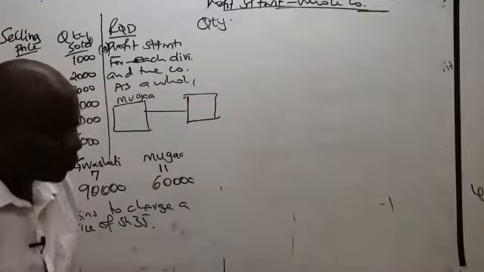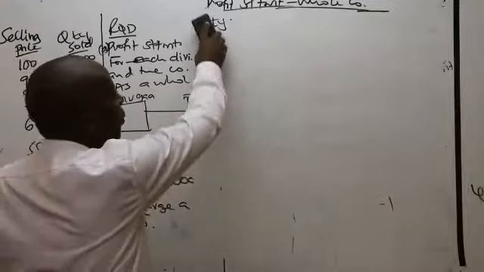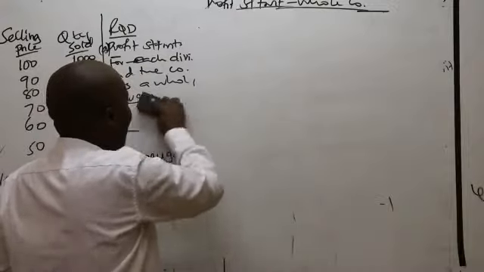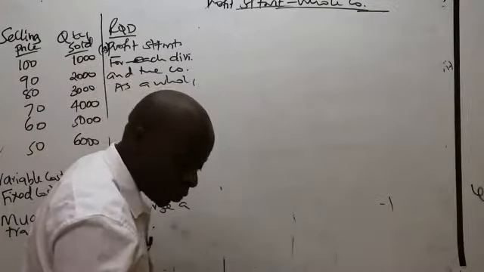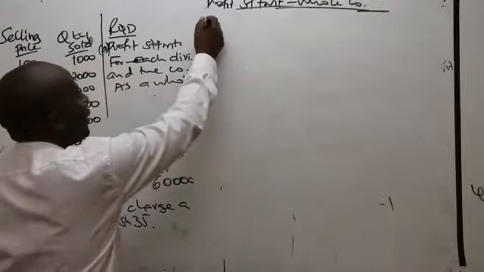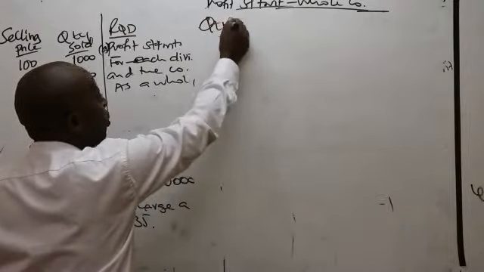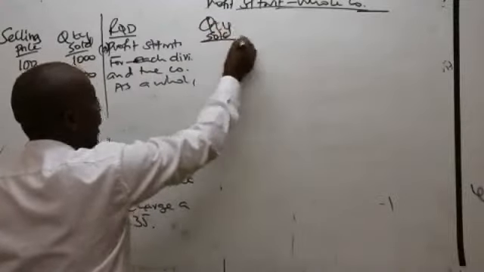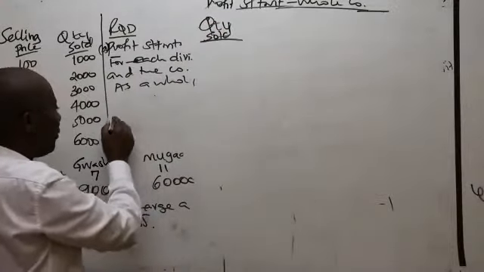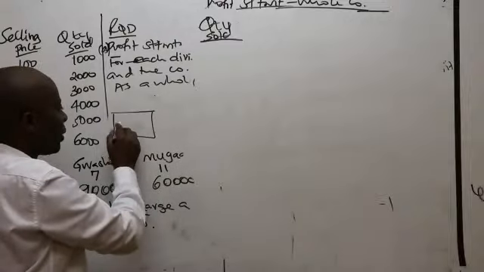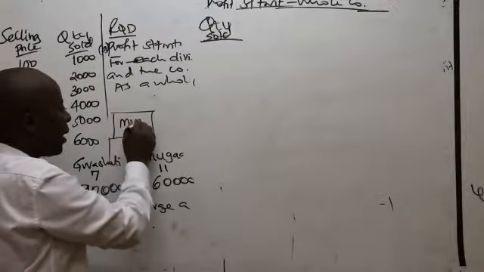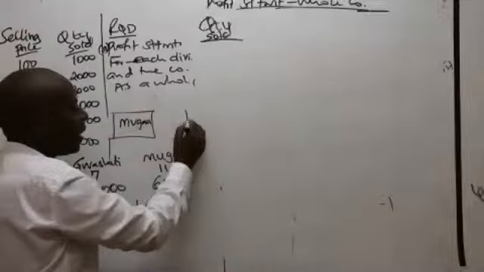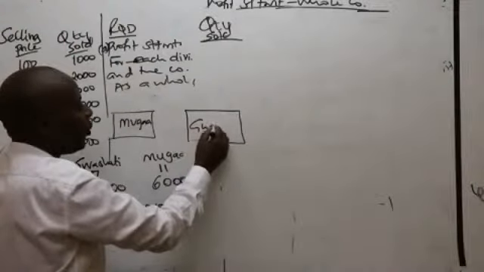So I would want us to start afresh for the whole company, ladies and gentlemen. What we do, come and write there the quantity sold. And as I was trying to explain here, ladies and gentlemen, we have our two divisions. We have Muga and Gwashati.